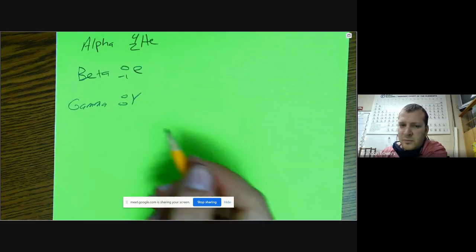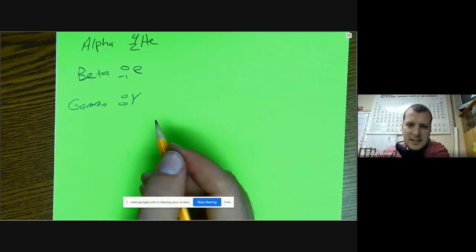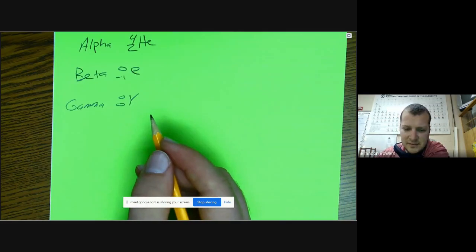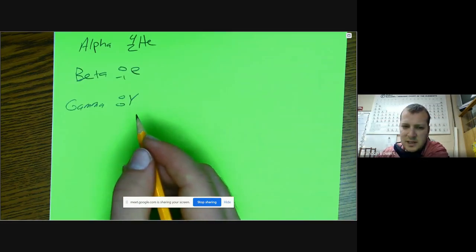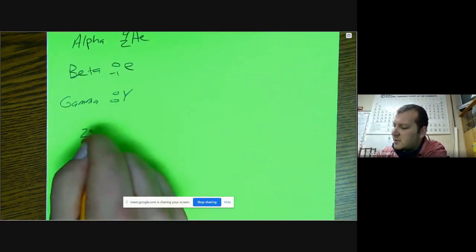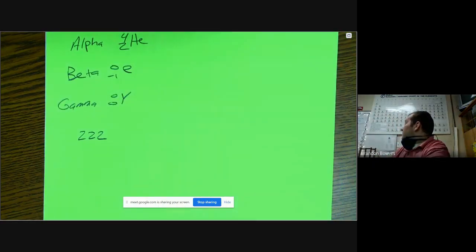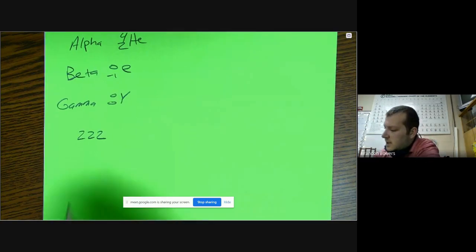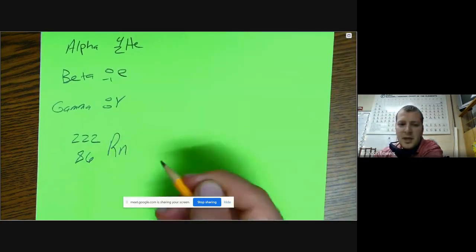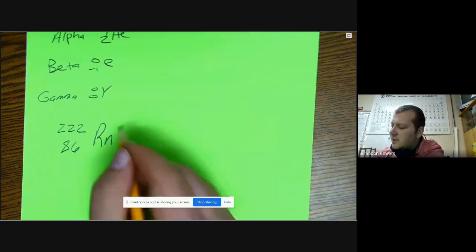So what we're going to do today is what's called a decay series. The decay series is quite extensive, and I'm going to show you guys what it kind of looks like here in a second. But let's say we start with a 222 86 Rn. And we say that undergoes an alpha decay.